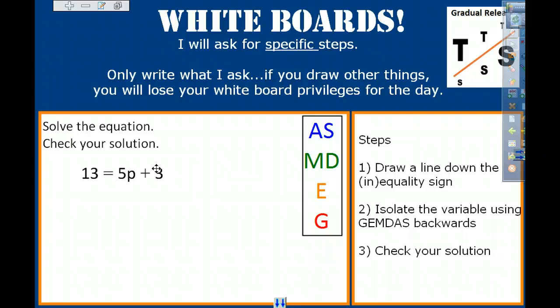Okay, now, how many of you didn't follow directions and you just did step 1 here and you didn't do part 2? How many didn't do the check? Okay, make sure you do the check, it's part of the problem. Okay, don't erase it when you're done because I want to see it. I have everybody hold it up at the same time.